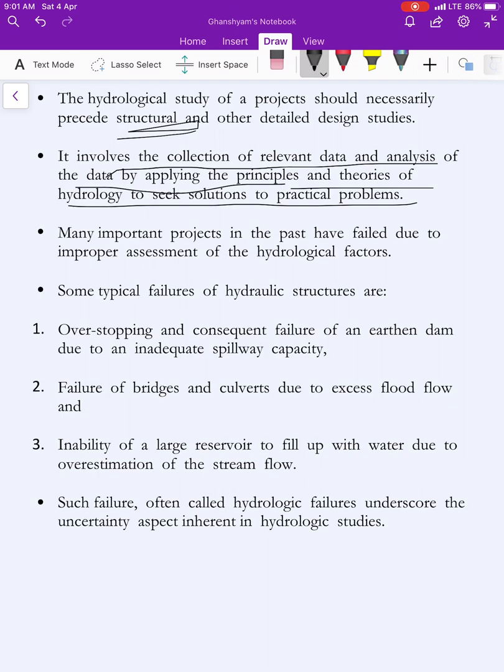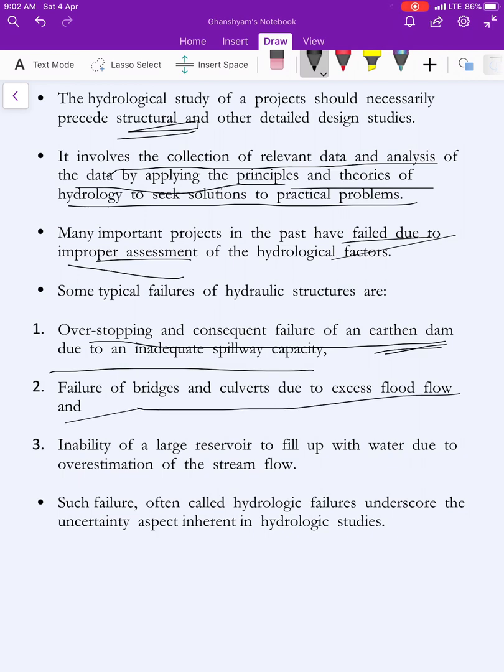So many important projects in the past have failed due to improper assessment. If the assessment is not proper, we will face the failure of structures. Some typical failures of hydrologic structures are overtopping and consequent failure of earthen dams. If the water is stopped for a longer period, particularly in an earthen dam, it is going to fail. Other failures are failure of bridges and culverts due to excess flood flow, and inability of a large reservoir to fill up with water due to overestimation of the stream flow.